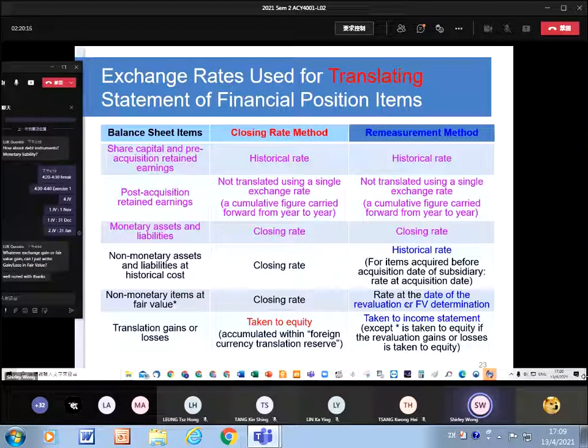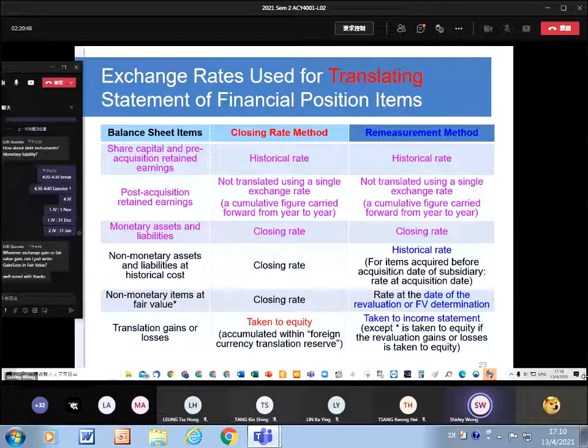Only which one will have not the same treatment? Only the non-monetary asset and liability carry at historical cost will be different. For non-monetary asset and liability carry at historical cost, just like the prepay, unearned, non-refundable deposit, or the PPE, or the intangible asset, that part we will say that it is carried at cost. Then under the closing rate method, still using the closing rate. However, under the remeasurement method, you will use historical rate because it is based on historical cost.